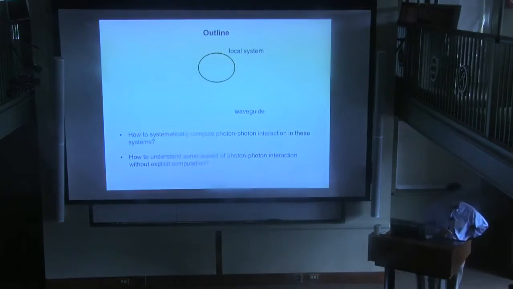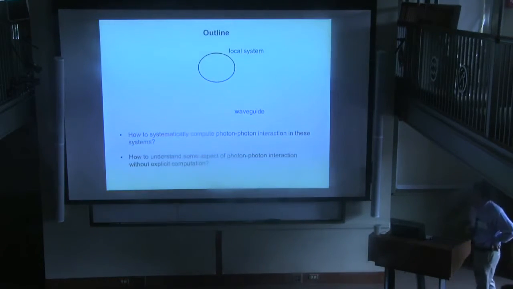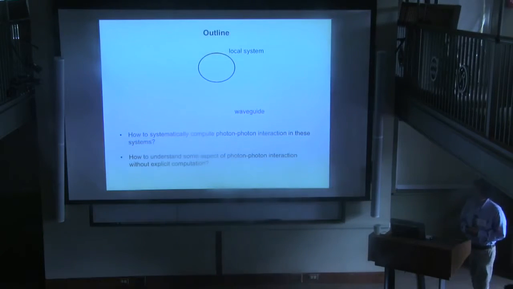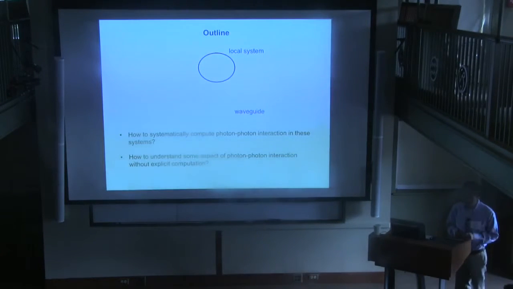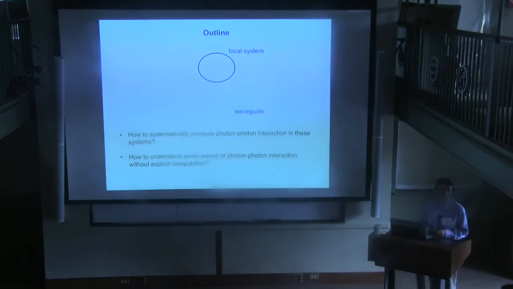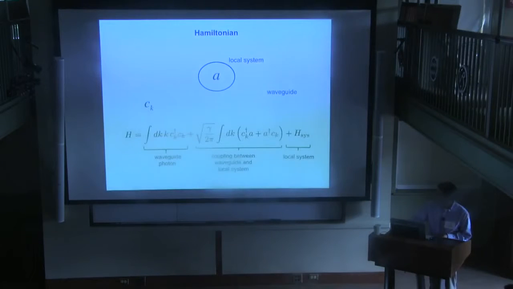So here is a brief outline of my talk. It consists of two parts. One of them is a computational part: how do we systematically compute photon-photon interaction in these geometries? And the second part is more of an intuitive set of arguments on some of the general aspects of photon-photon interaction in these systems without explicit computation. So let me start with the first part, the computational part.